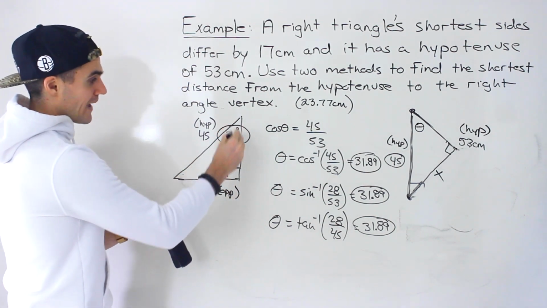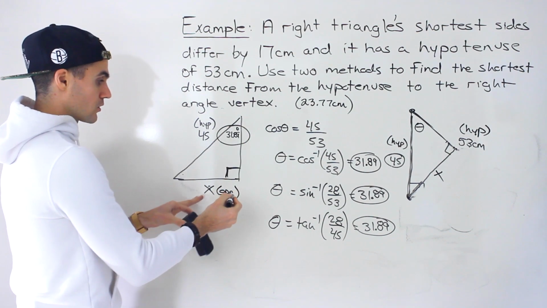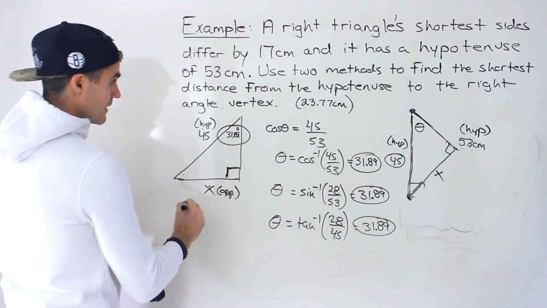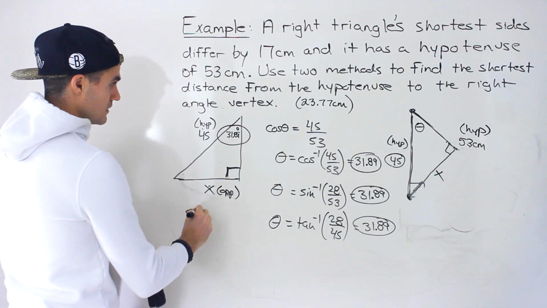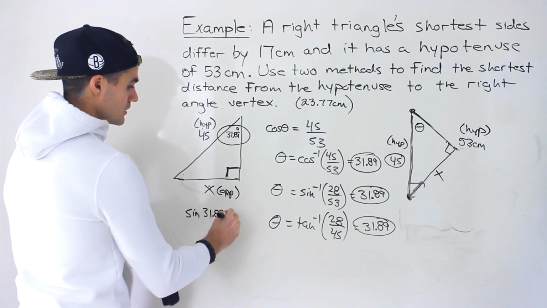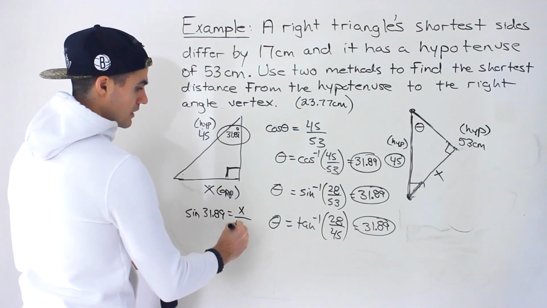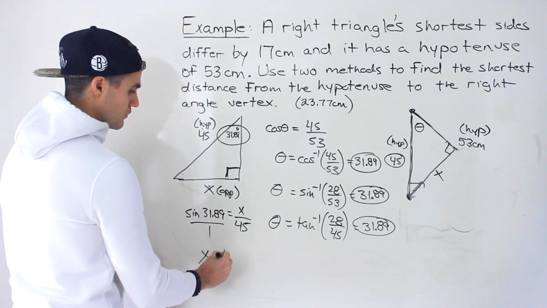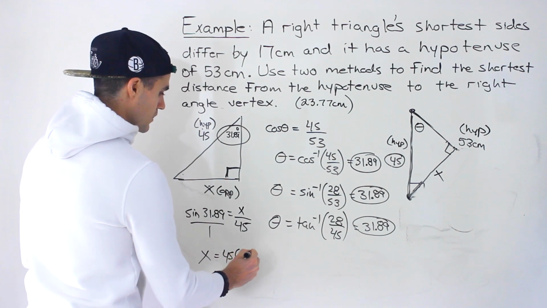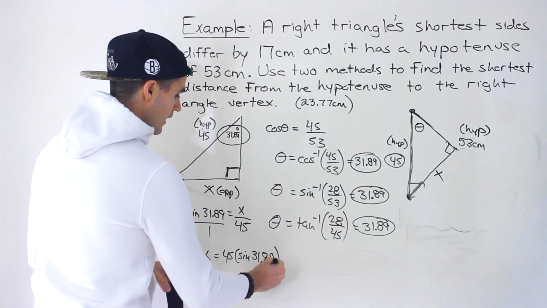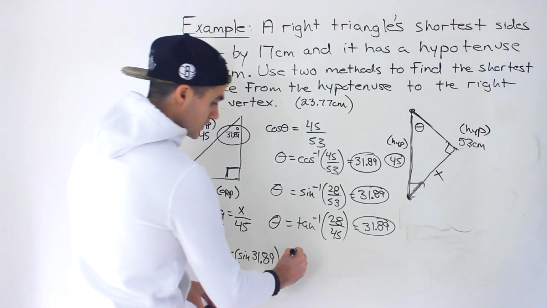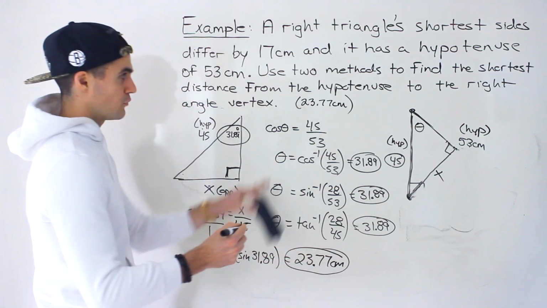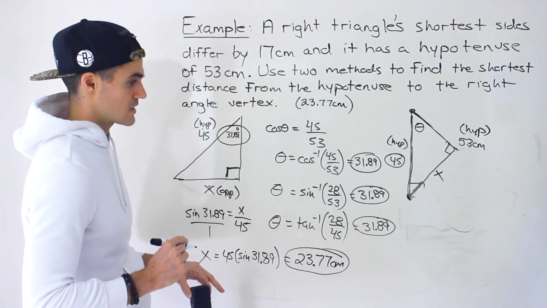And in this particular case, we don't have this third side. We don't have the adjacent side. We're only working with the opposite and the hypotenuse. Which ratio deals with that? That's the sine ratio. So we could say sine of 31.89 equals the opposite side over the hypotenuse. Put this over 1, cross multiply, so x is going to be 45 times sine of 31.89. And then when you do that in your calculator, guess what? You're going to get that exact same solution that we got before, 23.77 centimeters.